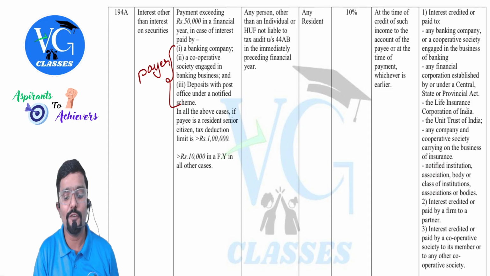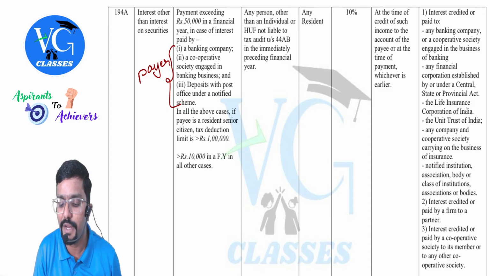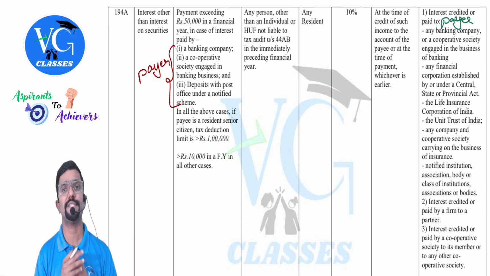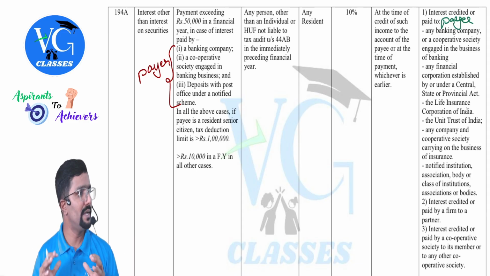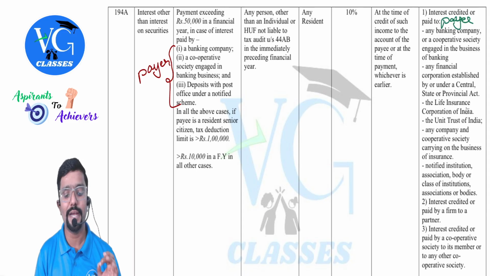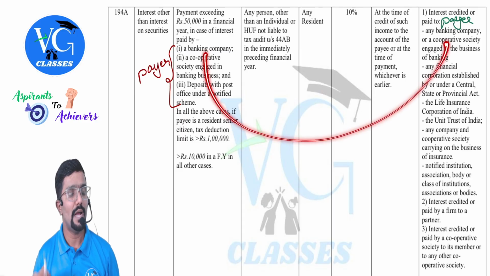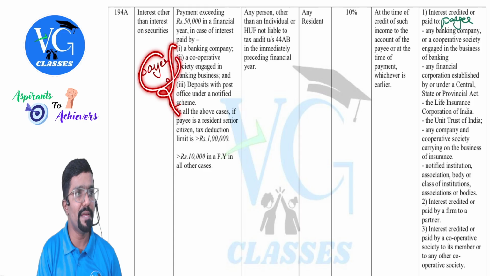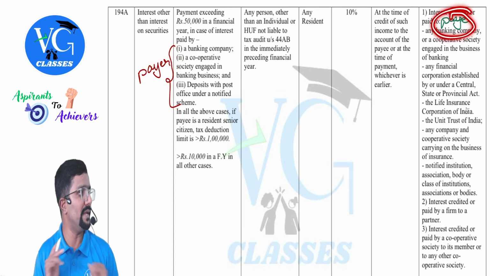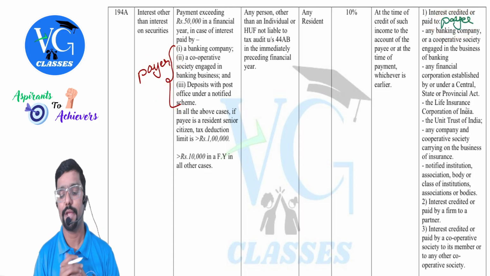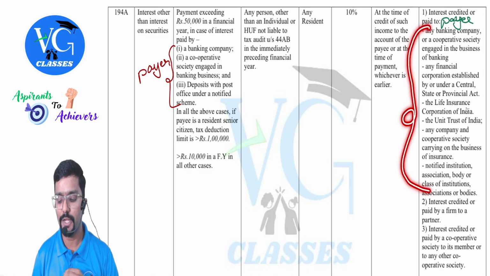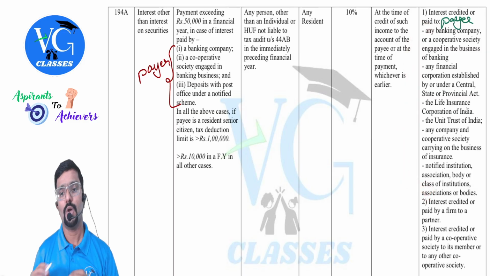Guys, simple. If the following people are the payee, no TDS. Please be careful. You will get confused between this and this. That is why I have clearly mentioned payer here, whereas here, payee. So if the interest is paid to the following people, irrespective of how much you have paid, no TDS, guys.